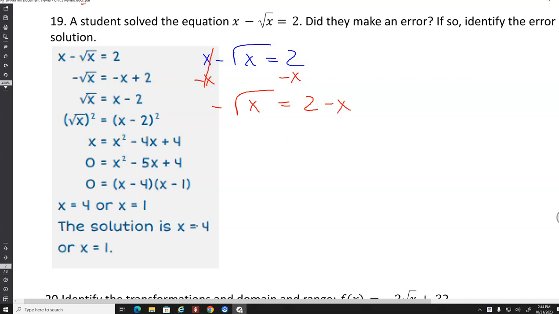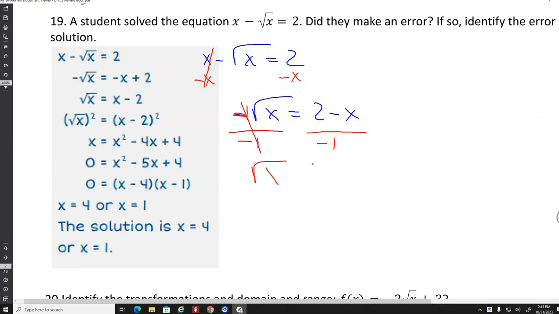Of course, we still have a negative here, but they divided by the negative first. I'm sorry, they divided by negative first. So you had a negative square root of x equals 2 minus x, and we divided both sides by this -1. That means you had a root x equals -2 plus x. I'm going to rewrite it in the proper order. So this is going to be x minus 2 equals the square root of x.